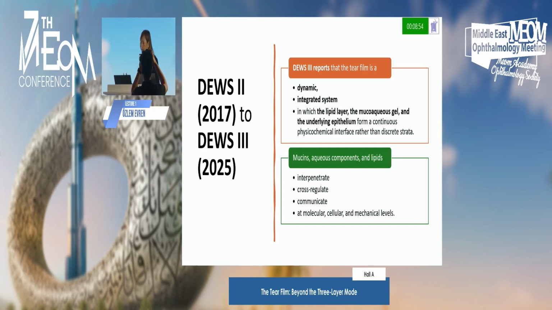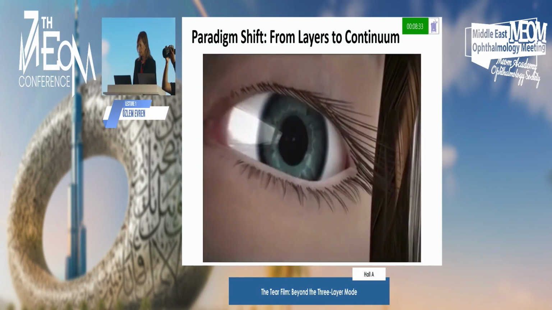So we define it as a dynamic integrated system in which the lipid layer, the mucoaqueous gel, and the underlying epithelium form a continuous physiochemical interface rather than discrete strata, so that those layers penetrate, cross-regulate, and communicate at cellular, molecular, and mechanical levels. Let's see the details.